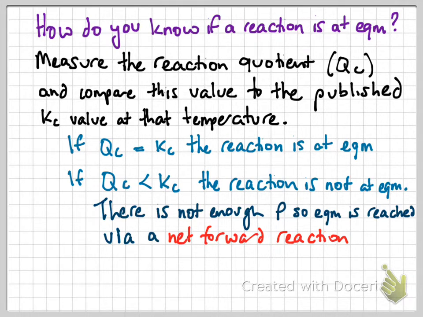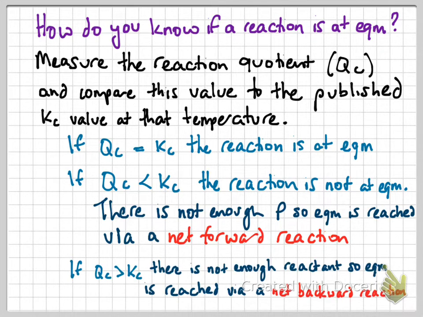So the reaction quotient value would increase up to K. This is done when reactants were put into an empty vessel and not enough time has passed to reach equilibrium. However, if the reaction quotient value is too large, i.e. it's larger than Kc, there's not enough reactant.